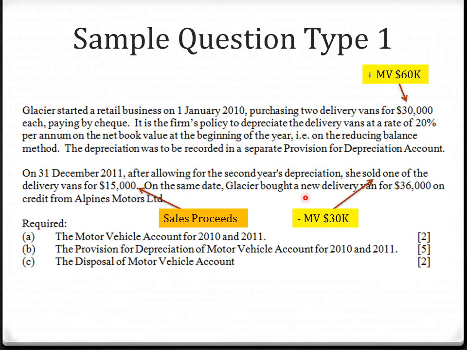On the same day, Glacier bought a new delivery van for 36K on credit from Alpine's Motor Limited. So obviously this part she hasn't paid, so this is bought on credit. Bought new delivery van 36K, right? So you increase motor vehicles by 36K.